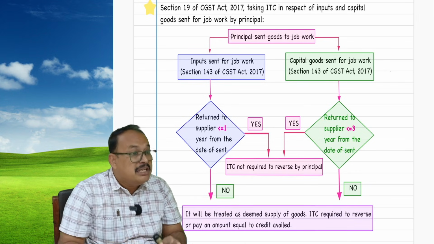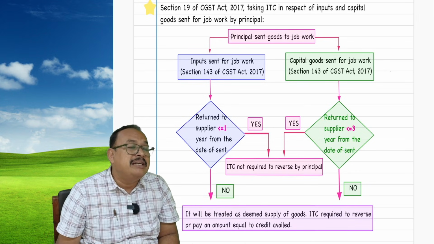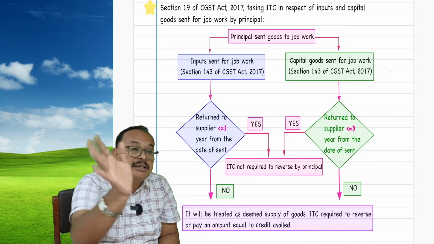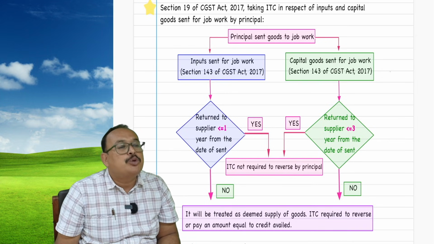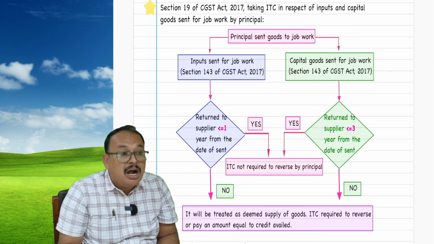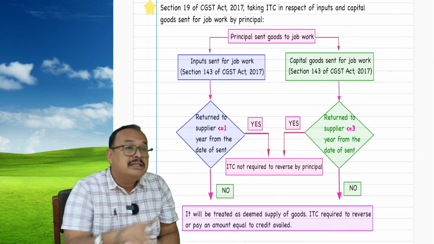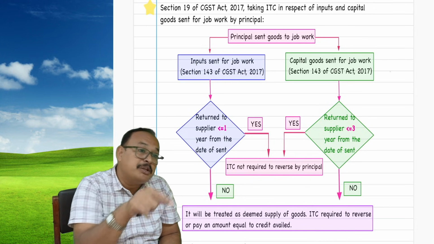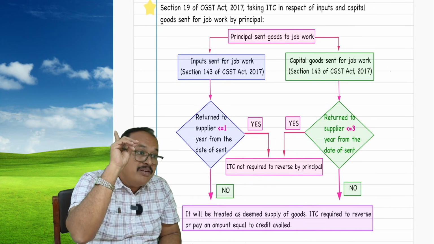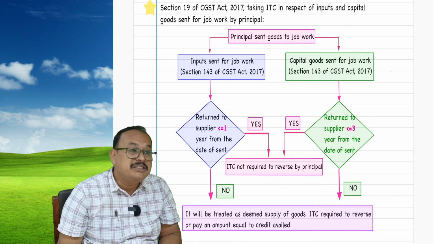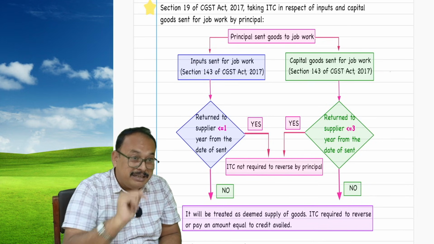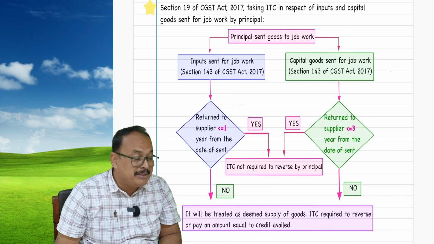If even after the expiry of the time period granted by the commissioner the goods do not come back to the principal, then the principal should pay the GST on such capital goods or input goods sent for job work which are not returned at all. In that case, the principal should pay the GST. The time of supply goes back to the old date when you removed the goods from the factory for job work. From that date you have to pay interest also, along with the payment of tax. Is it clear, my dear friends?